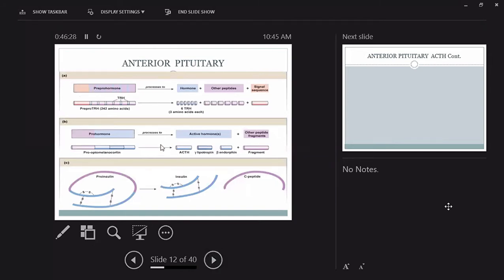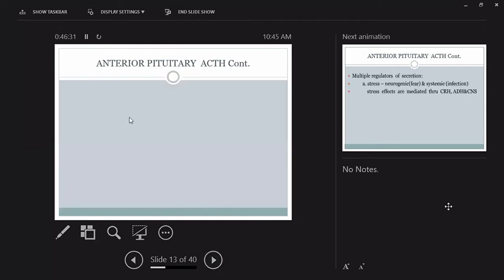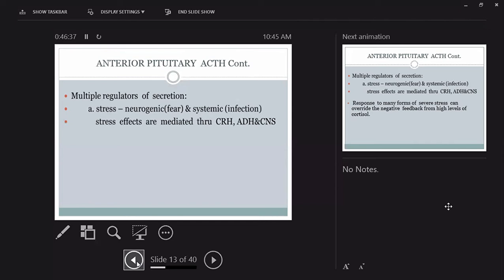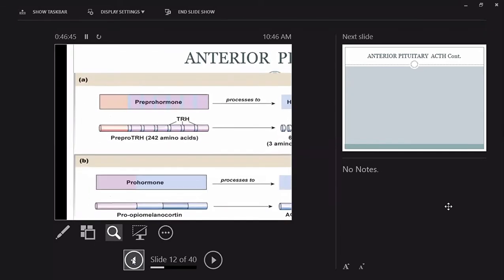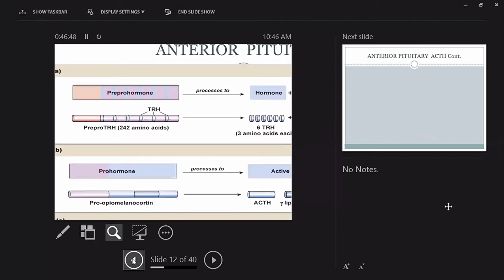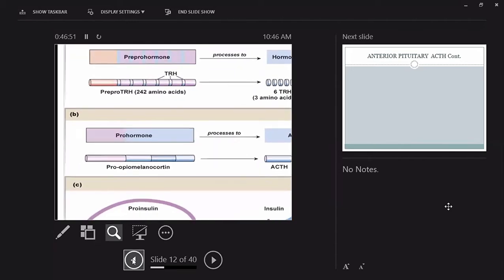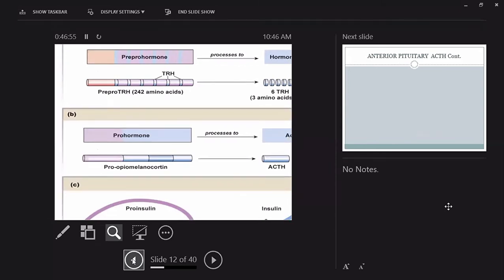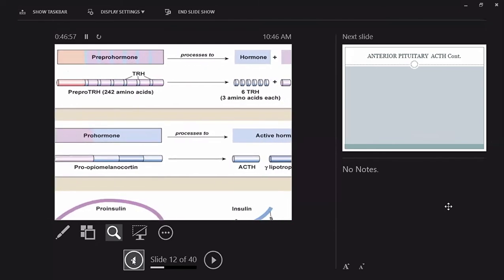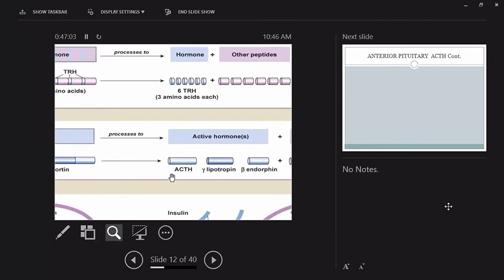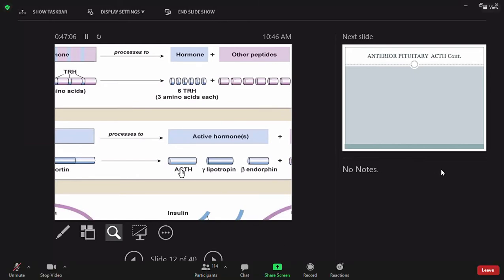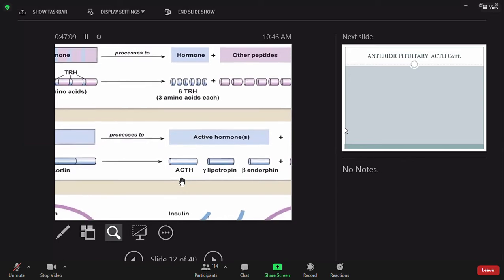From the anterior pituitary, you remember we had this yesterday? You have your prohormone, pro-opiomelanocortin. From pro-opiomelanocortin, you have your ACTH, adrenocorticotropic hormone.